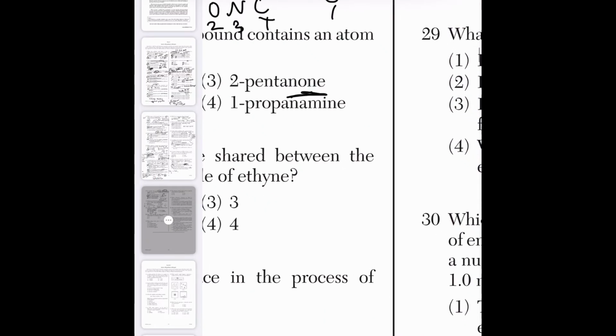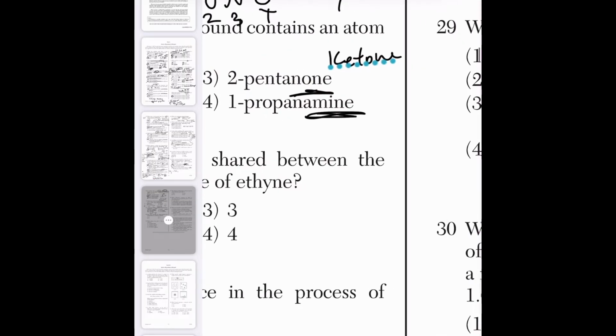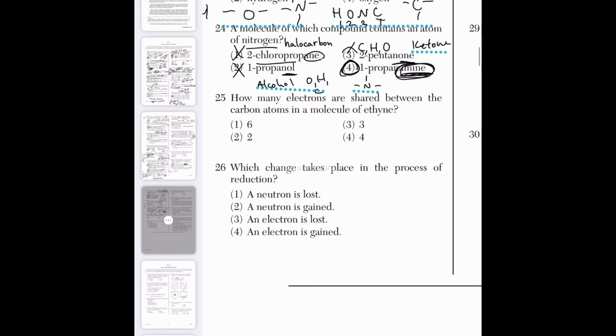Pentanone. This is a ketone. And it only has C's, H's, and O's. Propanamine. This one is an amine, as you can tell from the name here. And amines are like this. So this one is the one that has a nitrogen.